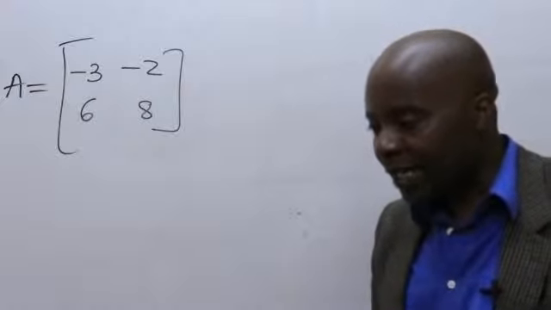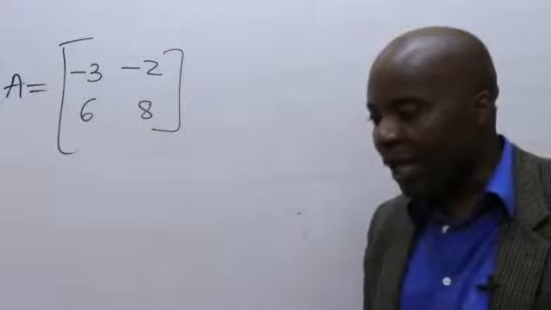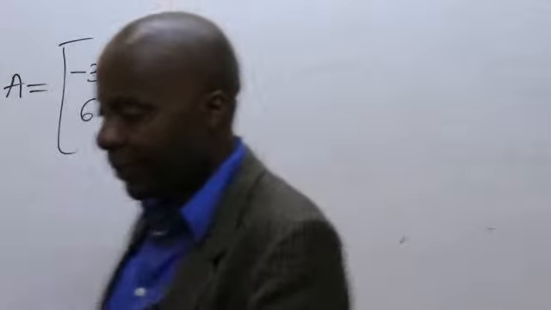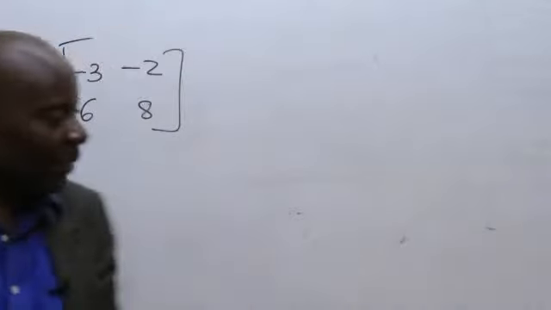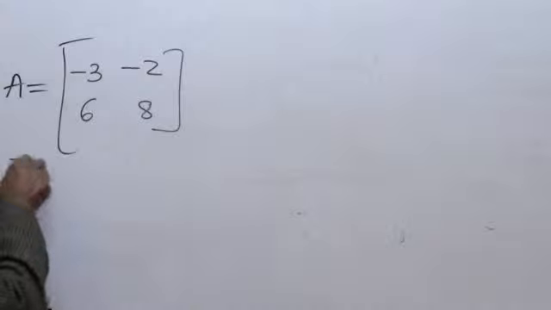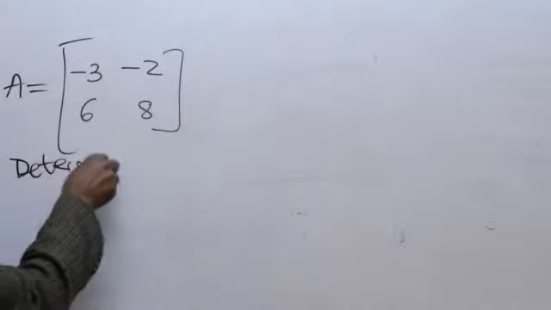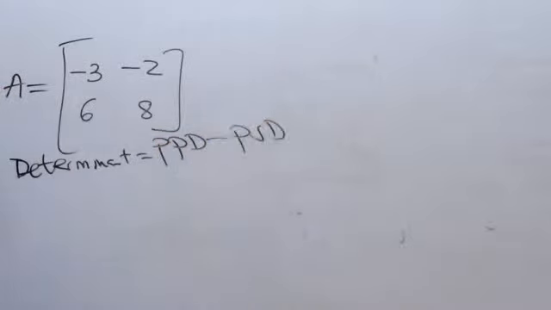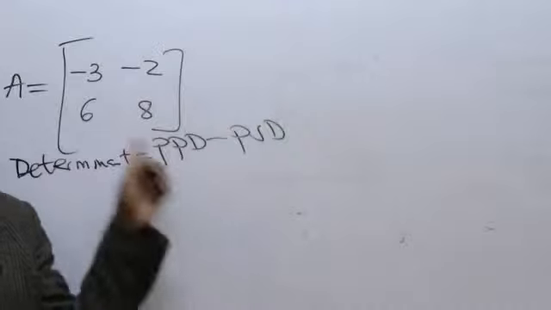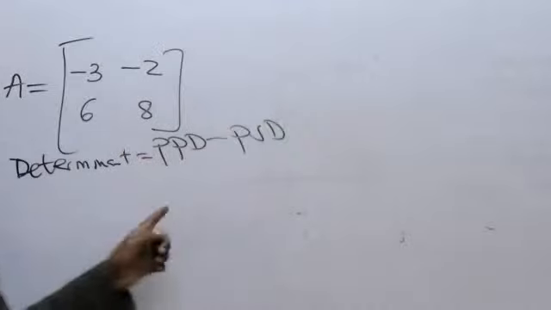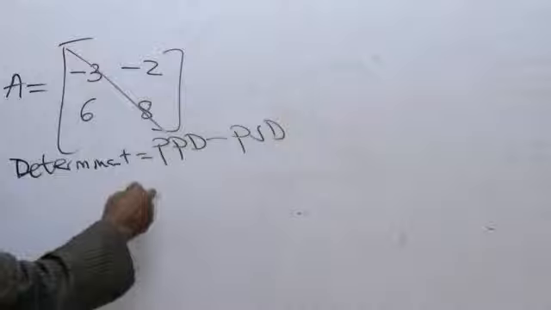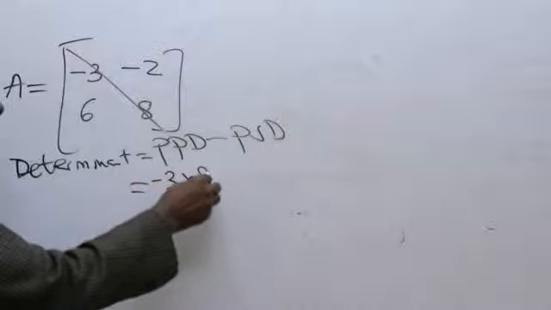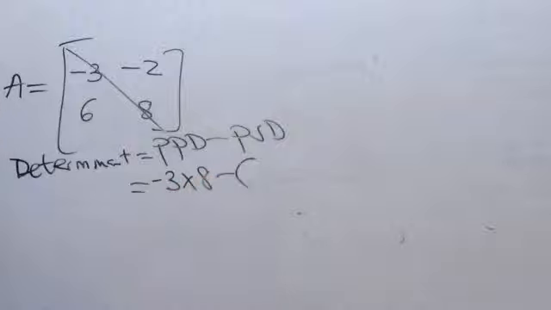So my friend Melchior Pemo gives me -12. Also, we have Benjamin getting the same. Lokai also has gotten the same. Mohammed the same. What those students have remembered in this first step of getting the determinant, the formula is PPD minus PSD: product of primary diagonal minus product of secondary diagonal. So the primary diagonal is -3 times 8, and then minus the secondary diagonal, please.